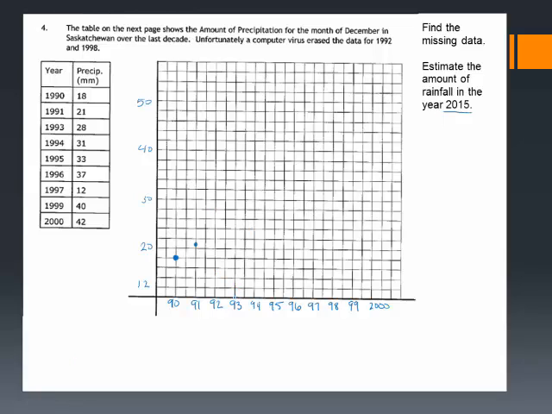Those mistakes do happen. And it was 1993 that we have 28 inches. 94 we have 31. 95 we have 33, so I'm 33 here. 96 I have 37, so 32, 34, 36, 37.